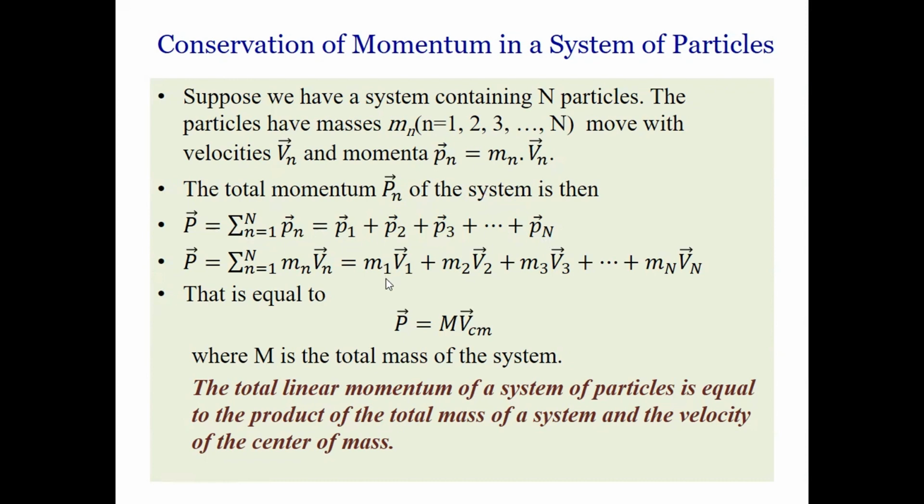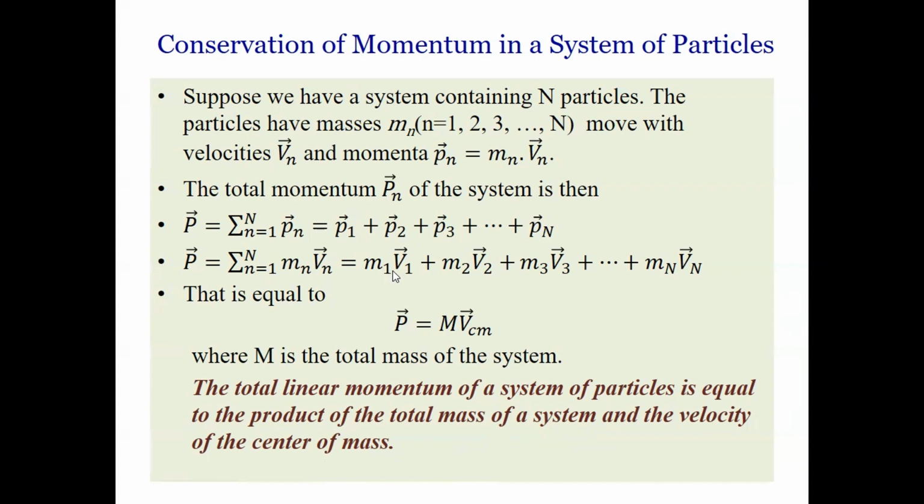And it can be described as the product of mass and velocity: m1 v1 vector plus m2 v2 vector plus m3 v3 vector, and so on, up to mn vn vector. Now this whole thing is equal to M, the total mass, multiplied by V, the velocity of the center of mass. And from this, we conclude that the linear momentum of the system of particles is equal to the product of the total mass of the system multiplied by the velocity of the center of mass.